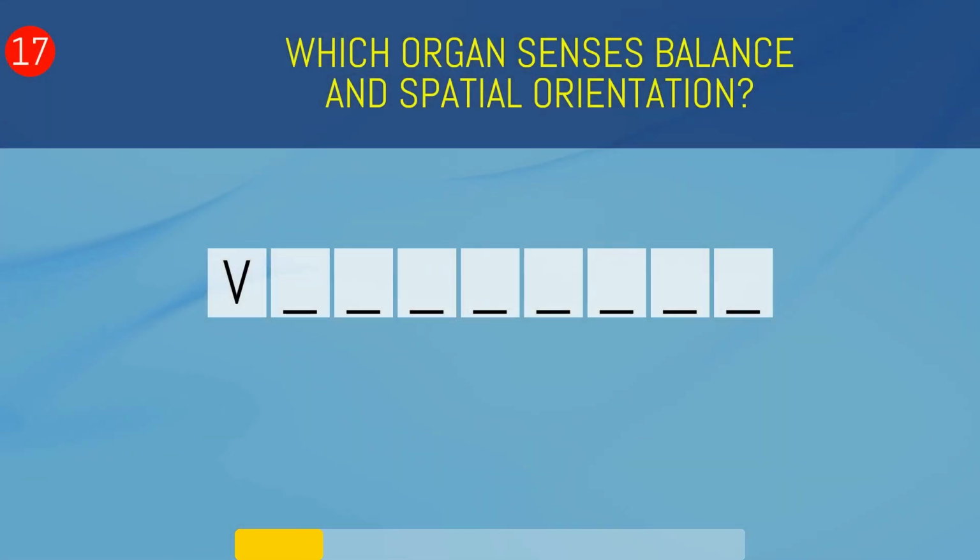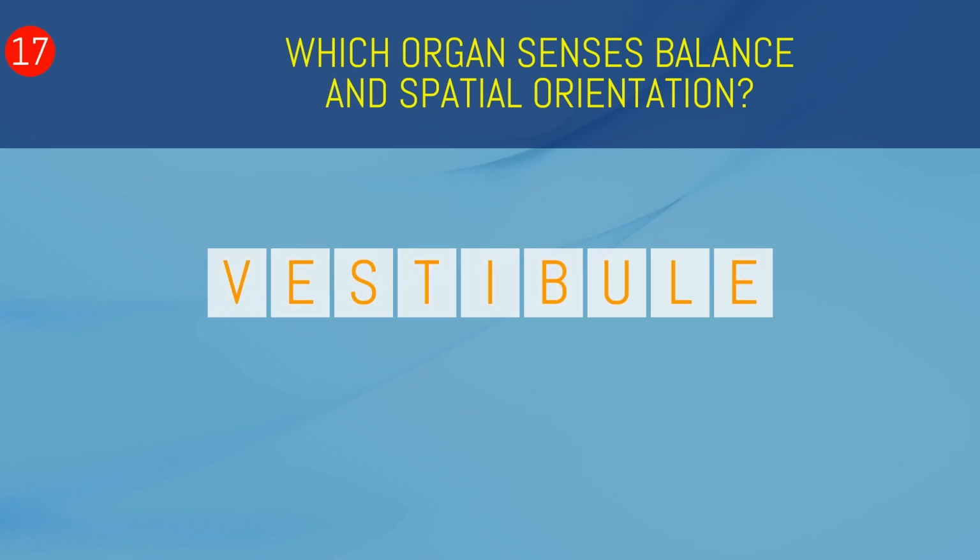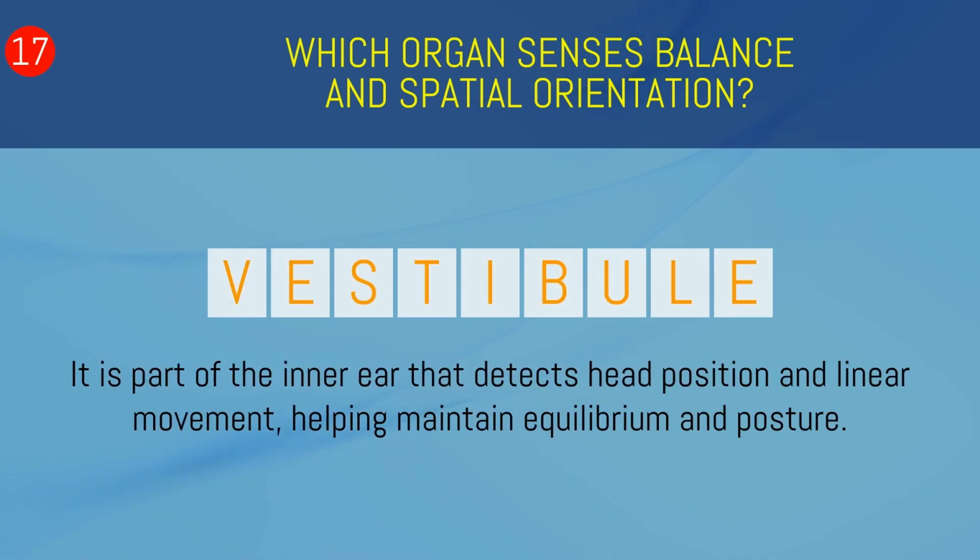Which organ senses balance and spatial orientation? Vestibule. It is part of the inner ear that detects head position and linear movement, and helps with equilibrium and posture.